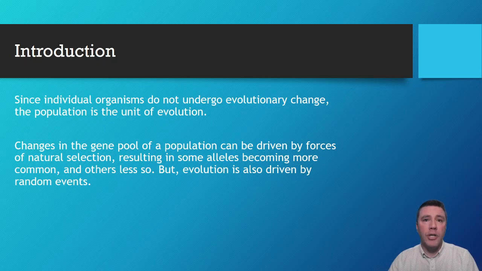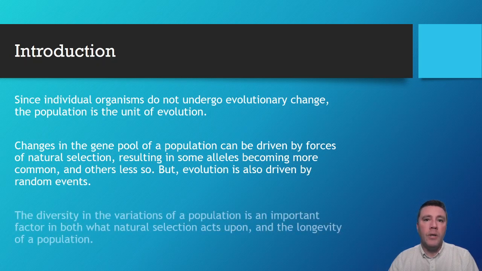A given allele in a gene pool may, over generational time, become more common if it is selected for, or less common were it to be selected against. Additionally, non-selective, random events and changes to environmental conditions also affect allele frequencies in a population's gene pool. The amount of variation found within the gene pool is directly related to not only that which natural selection acts upon, but it is also important in a population's resiliency in the face of changing environmental conditions and its potential longevity.